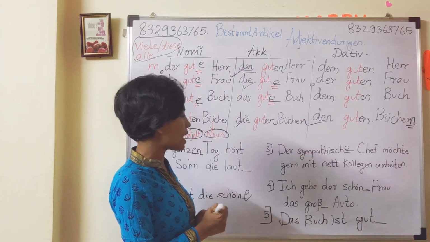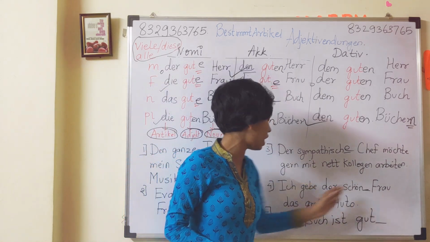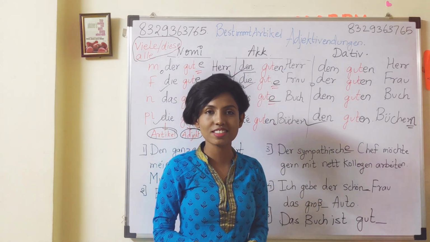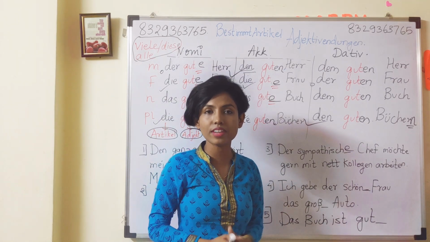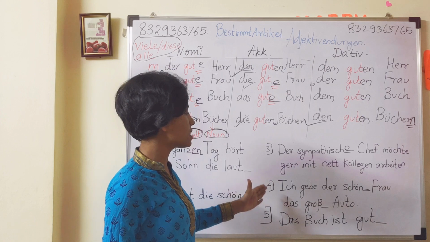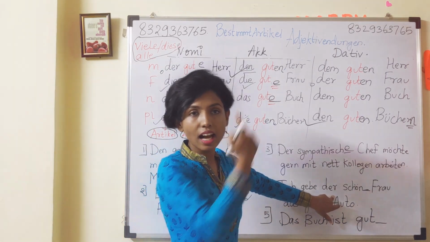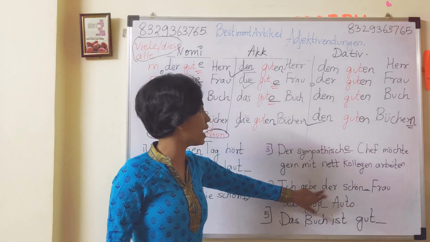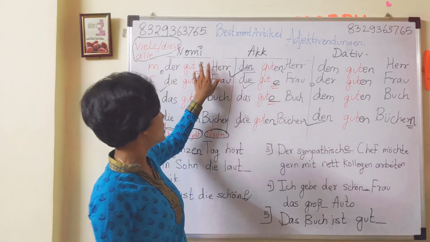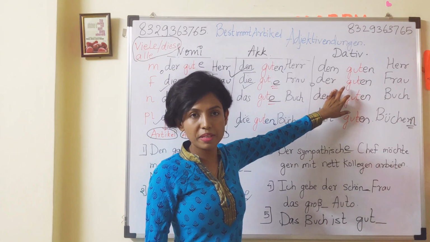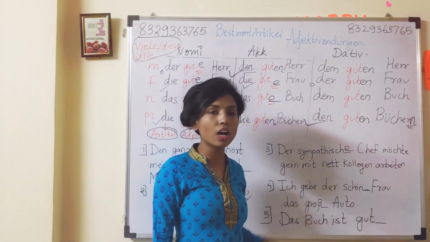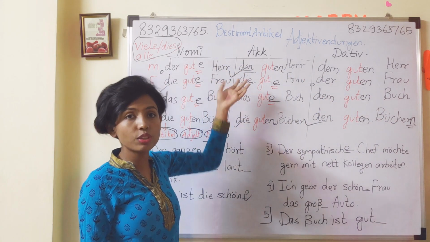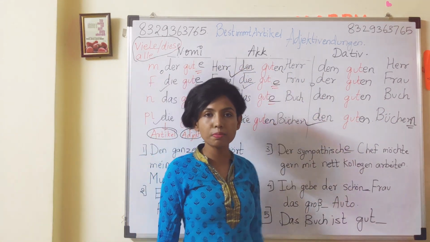Then last, ich gebe der schönen Frau das große Auto. You try it first. Now I will try. So the sentence is ich gebe der. There is the article, the adjective, the noun. Apply this rule. So there you can see this is masculine and here feminine. Now you tell me Frau is what? Feminine. So write en instead of writing e. If it was masculine, I would have written that particular word.